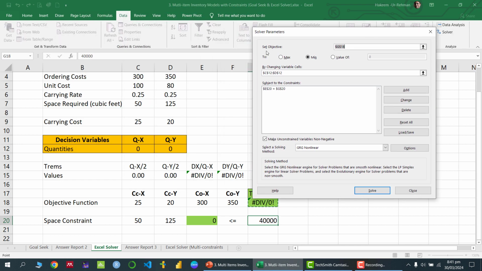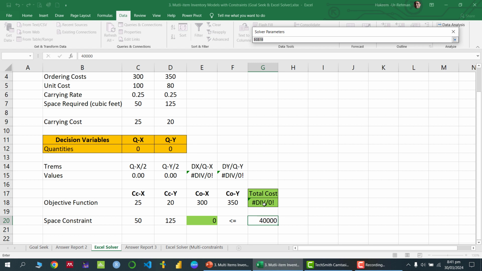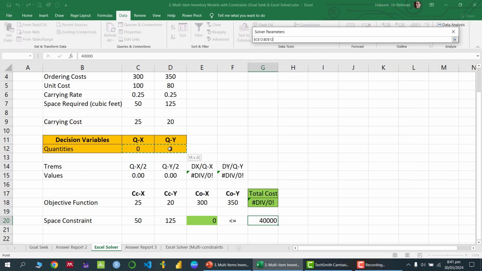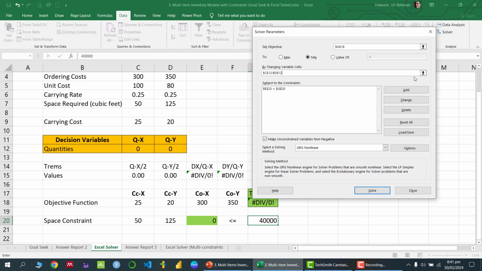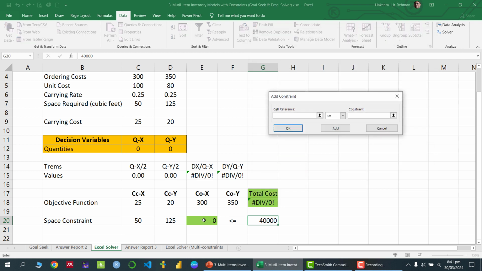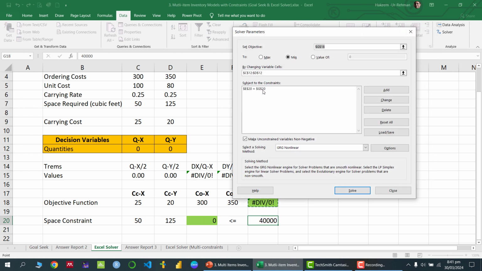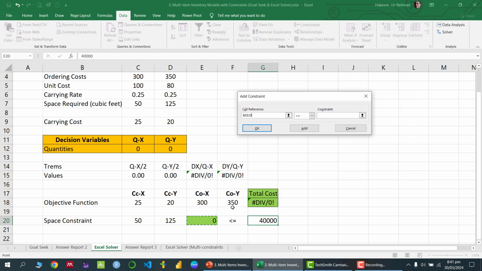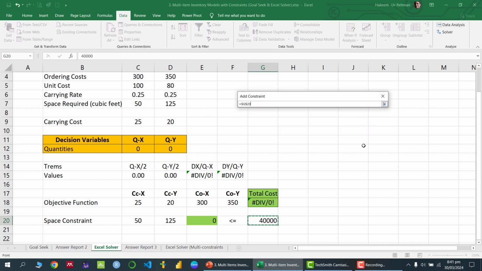Okay, over here the set objective is basically the objective function value, that is the total cost, and we want to minimize it. The changing cell is basically our decision variable, that is qx and qy, and we have the constraint. Let me delete this one first of all. So we are saying this should be less than or equal to, right now I am merely further restricting it, this should be equal to what?